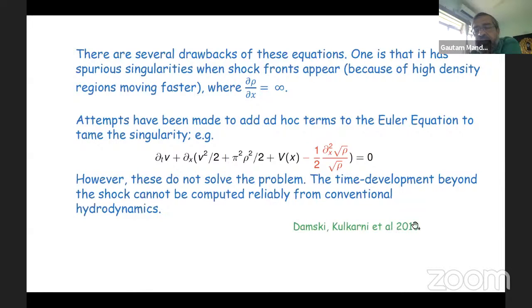One of my current collaborators, Manas Kulkarni, a condensed matter physicist, was involved in these works. And also, of course, Damsky, who is another condensed matter physicist. They have done a lot of work in these areas. And the upshot is that this kind of phenomenological corrections to hydrodynamics do not work.